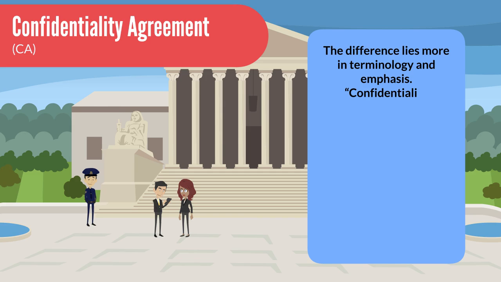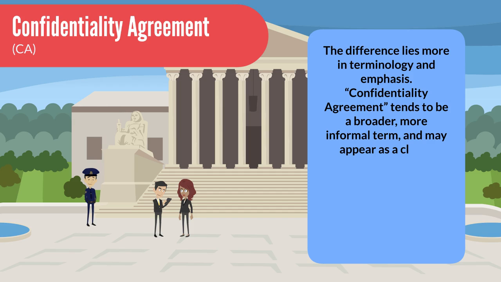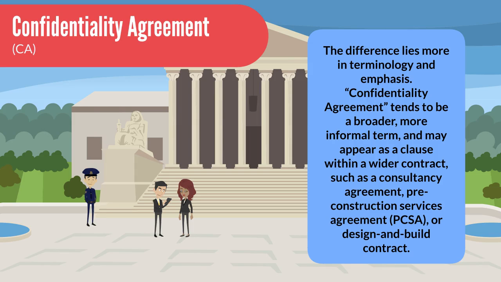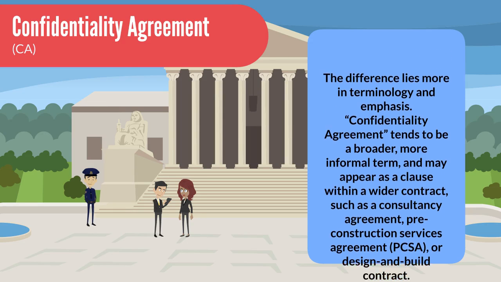A confidentiality agreement tends to be a broader, more informal term and may appear as a clause within a wider contract, such as a consultancy agreement, pre-construction services agreement, or design and build contract. For instance, a quantity surveyor's professional appointment may include a confidentiality clause stipulating that they must not disclose any client information to third parties, except as required for the delivery of services.